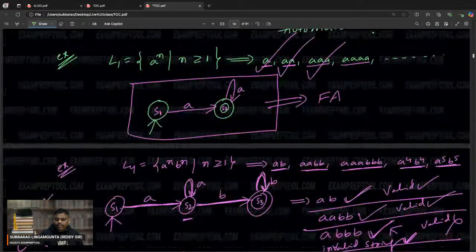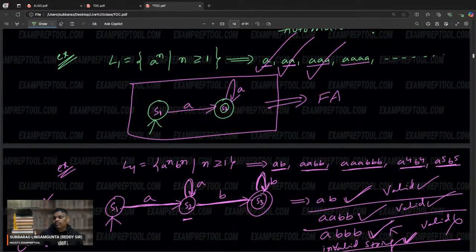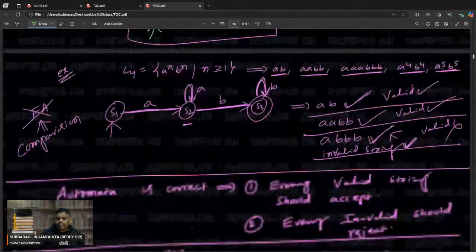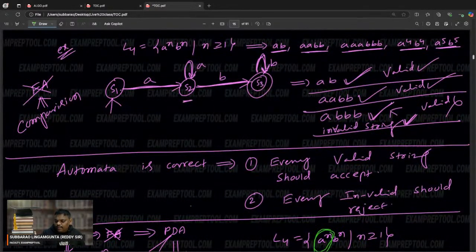Why so many formal languages and why so many automata? I started with a very small formal language, a^n. Here there is no comparison, nothing. Only a's are there, so with whom will you compare? So finite automata is enough. Now here a's and b's both are there. You have to compare a's also and b's also. Oh, one comparison is there. One comparison means some data structure is required, like a stack.